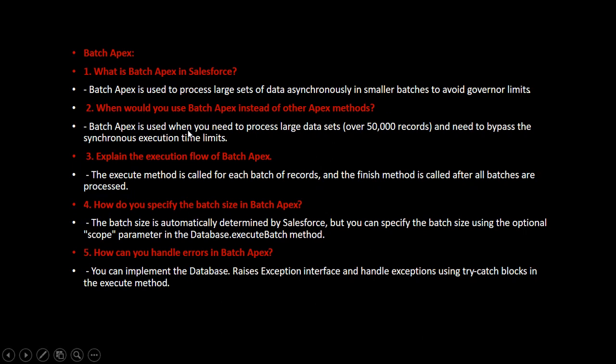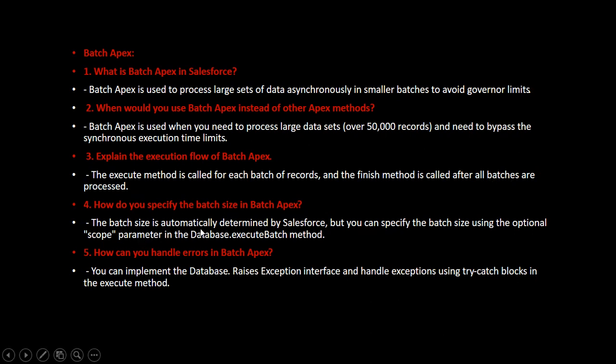Batch Apex is used when you need to process large data sets over 50,000 records and need to bypass the asynchronous execution time limit. Next question, explain the execution flow in batch Apex. The execute method is called for each batch of records and the finish method is called after all batches are processed. Next question, how do you specify the batch size in batch Apex?